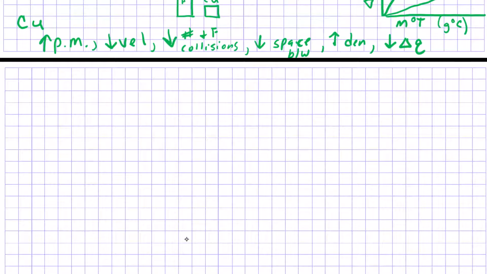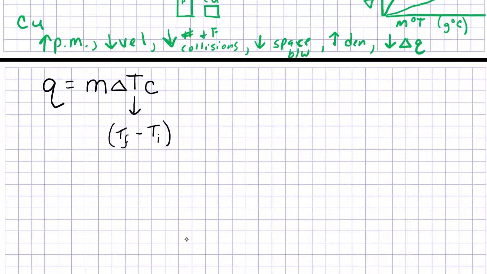And so we get kind of a formula. With our formula, we get that our total energy, Q, is equal to the mass times the change in temperature times the specific heat capacity. Now, when I talk change in temperature is going to be when you take your final temperature and subtract your initial temperature. Okay, that's important because that's going to give us a positive or a negative.